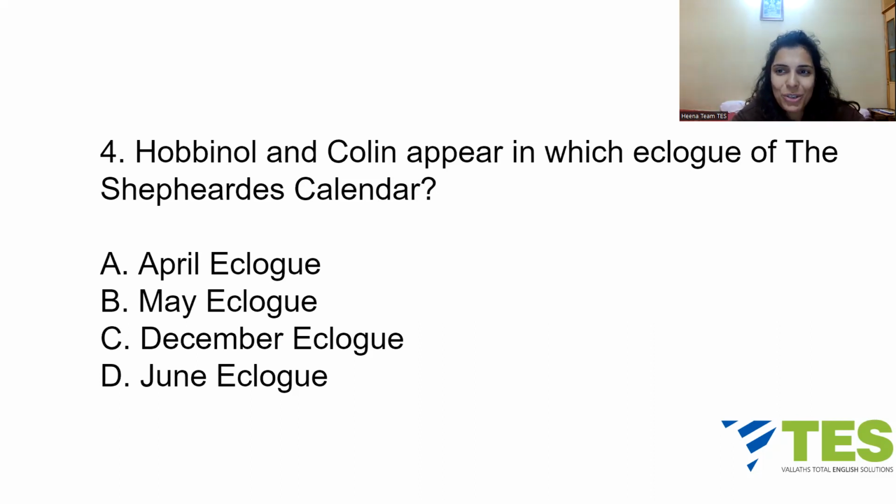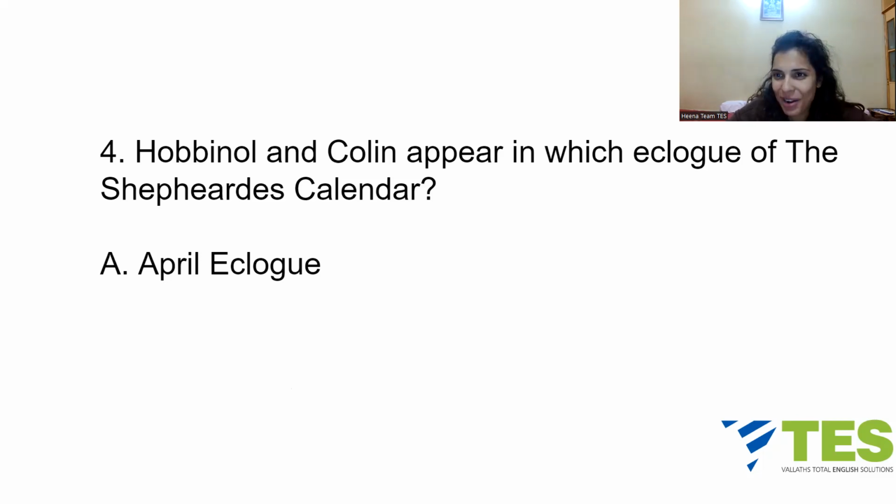Very nice. A pastoral allegory, pastoral eclogue poetry. The question is, Hobbinol and Colin appear in which eclogue of the Shepheardes Calendar? Edmund Spenser's The Shepheardes Calendar. Your options are A. April eclogue, B. May eclogue, C. December eclogue, or D. June eclogue. In which eclogue? There are 12 eclogues, right, in the Shepheardes Calendar, all 12 named after the months of the year. So Hobbinol and Colin appear in, yes, A, April eclogue.